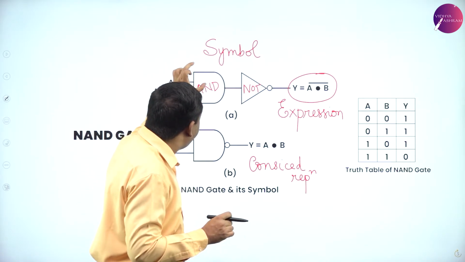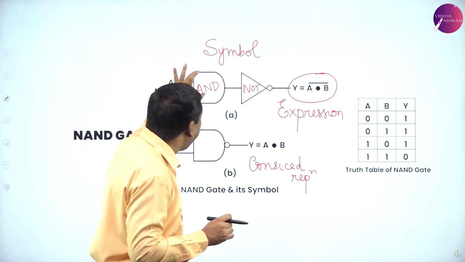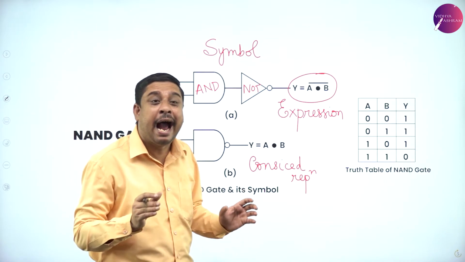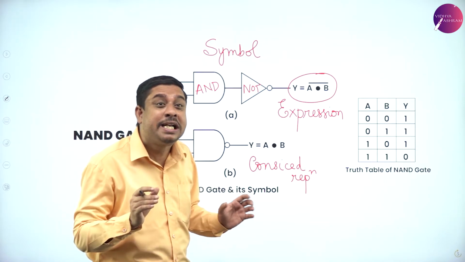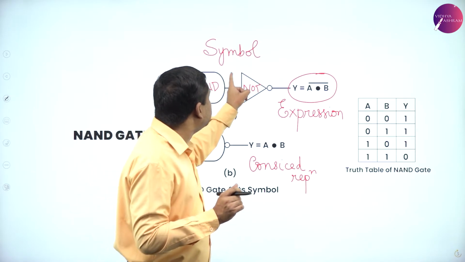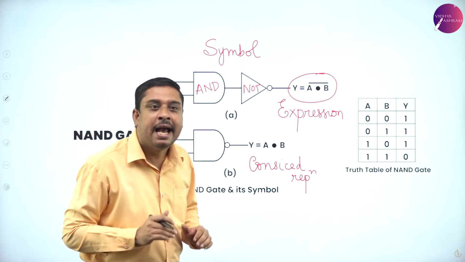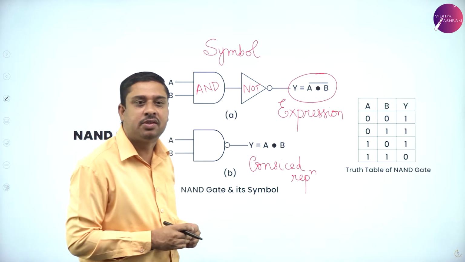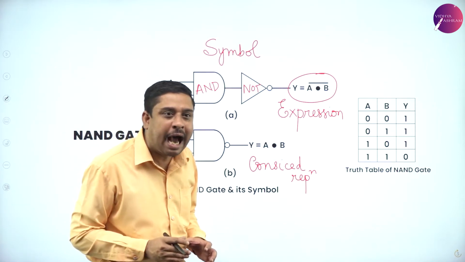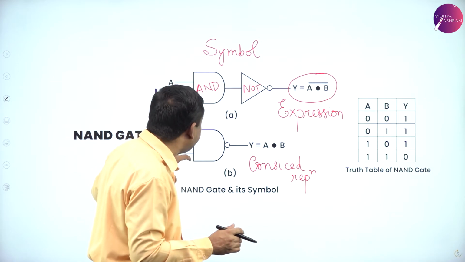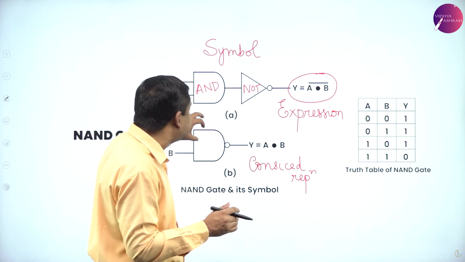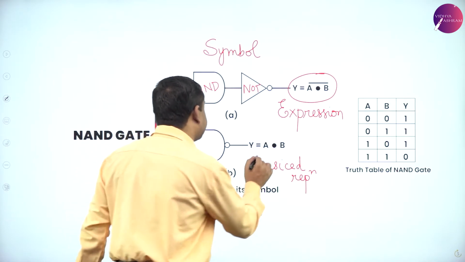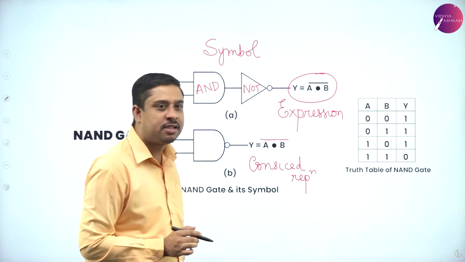First, the performance of the AND gate comes into the picture. Why is it A and B? It is a multiplication, which is fed to the NOT gate, and then the NOT gate performs the inversion. To avoid that, we have a single concise system which directly represents a NAND gate.